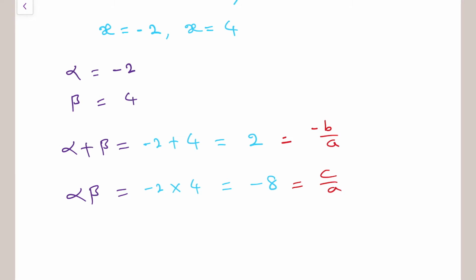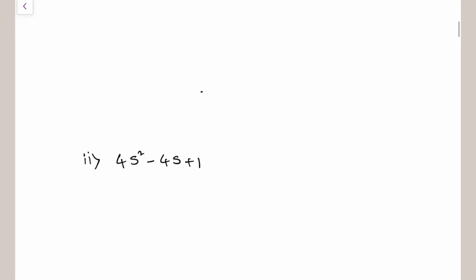Coming to the next question. 4s square minus 4s plus 1.